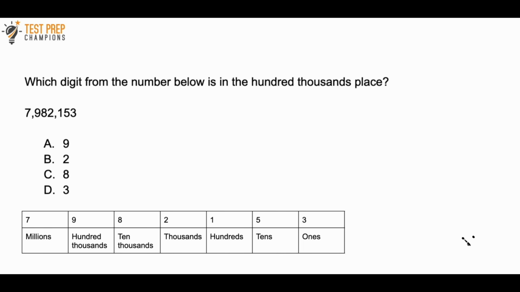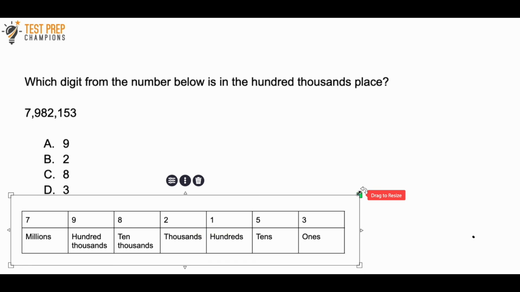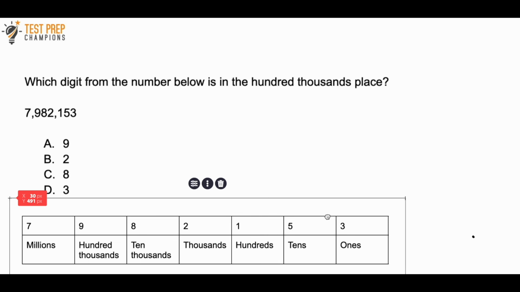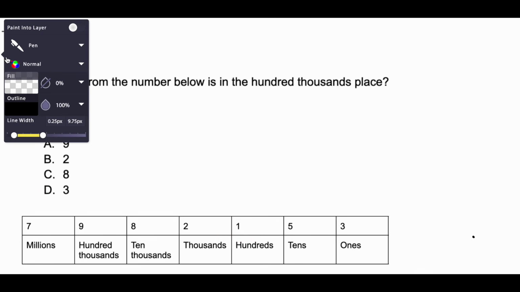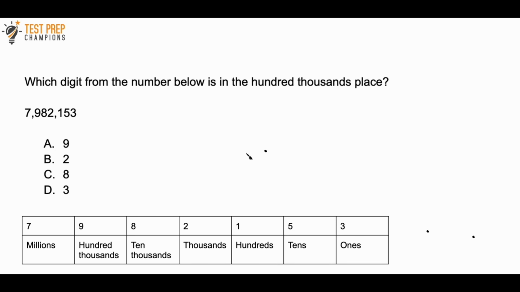So on screen, I have a table here, and the table shows which numbers are in which place. So the correct answer here is 9. 9 is in the hundred thousands place. And if you want to, you can pause the video and take all the time you need to review the table here, and whenever you're ready, we'll go on to the next question.